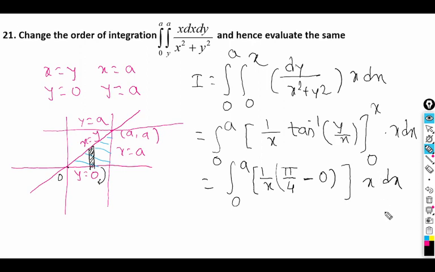So the main thing here is this x gets cancelled. We are left with only pi by 4, which is a constant. Integral of dx is x and the limits 0 to a. So the answer is pi a upon 4. Pi a by 4 is the value of this double integral. So that's example 21.